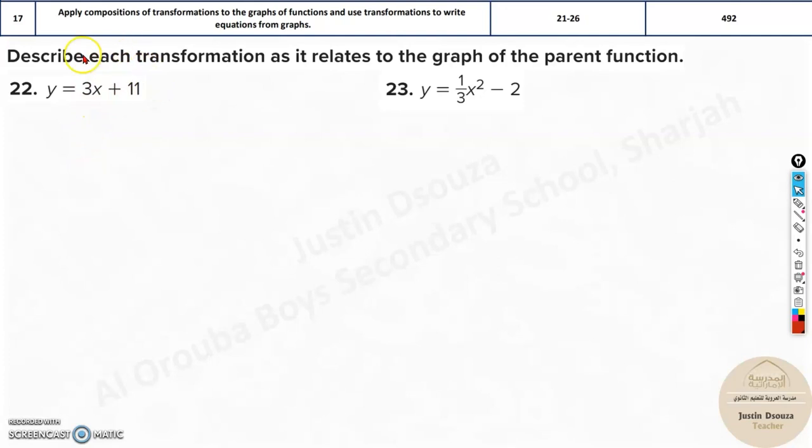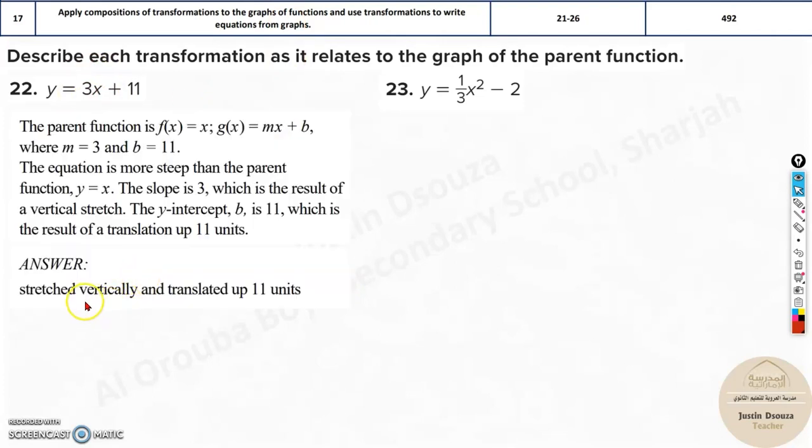It is translated 5 units up. The slope is 3, so that means it is stretched vertically. Stretched vertically, translated up by 11 units. Now, since there is no minus sign, you don't say it's reflected.